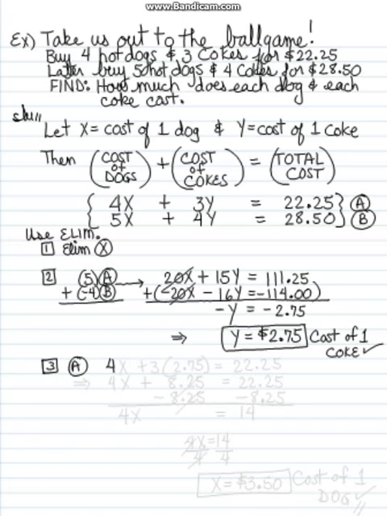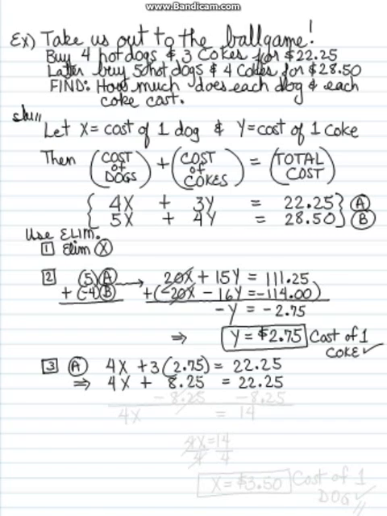So that's 4 times x plus 3 times this result, 2.75, that's my y, equals $22.25. Okay, so we've got 3 times 2.75. Well, you can work that out. It turns out to be $8.25. So bring this down: 4x plus 8.25 equals the other side. All I did in this line here is I multiplied 3 times 2.75. That's all I did here.